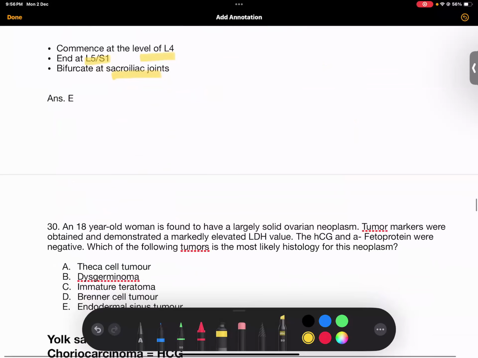Okay, so the next question: an 18-year-old woman is found to have a large neoplasm, and now the tumor markers. These various tumor markers are very, very important. You have to remember. The only tumor marker raised is LDH. So LDH is raised in which neoplasm? Ovarian neoplasm. The rest, HCG and alpha fetoprotein, are negative. In women less than 40 years, we have discussed in our previous lecture that in younger women you don't go for CA125.